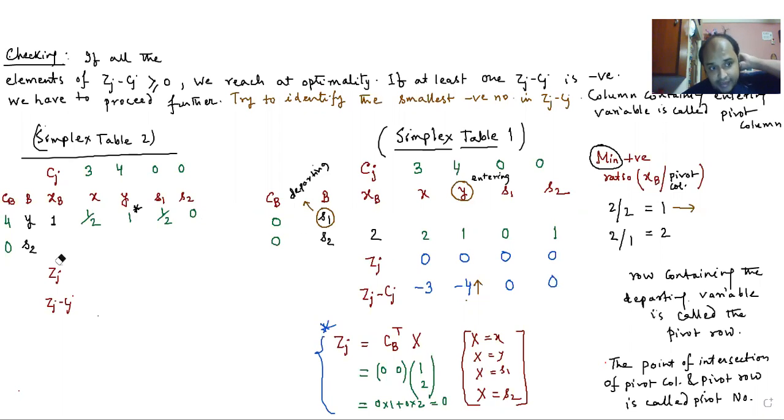I want to write the second row now. Second row can be written in the following manner. Since this was the position of the pivot number, which is indicated by star, you see that here in this position 1 is present, and here below that 1 we have 1 in the previous simplex table.